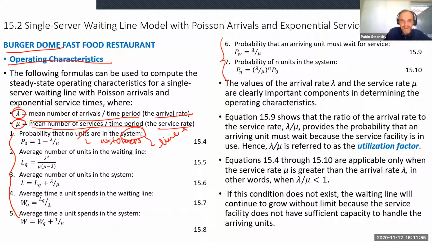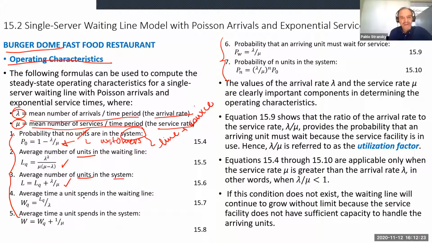Line plus service, okay? So the probability that no units are in the system is given by this formula, okay? We're going to see an example right now. The average number of customers in the waiting line is given by this one. The average number of customers in the whole system is given by this one.